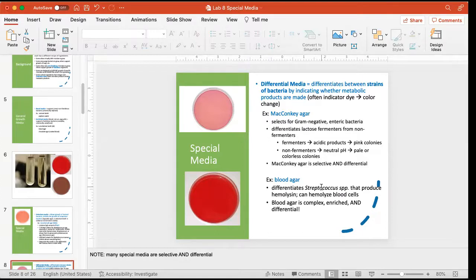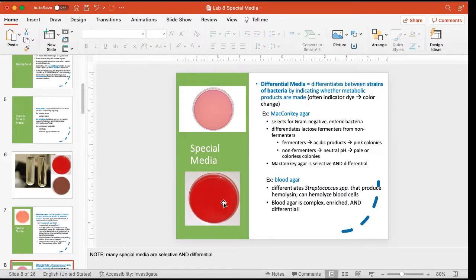There are some species of streptococcus that can produce an enzyme called hemolysin. Hemolysin is an enzyme that can hemolyze or break apart blood cells, not blood vessels. So if you get a streptococcus infection and that streptococcus makes this hemolysin enzyme, it can actually destroy red blood cells. It can actually break down red blood cells. And you can imagine that would be quite dangerous, that kind of an infection.